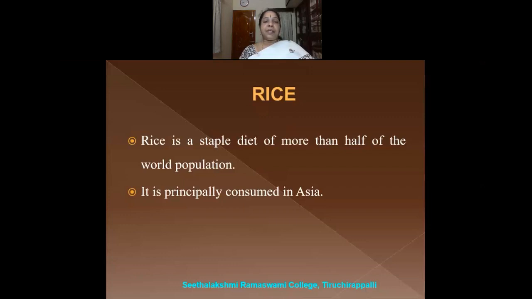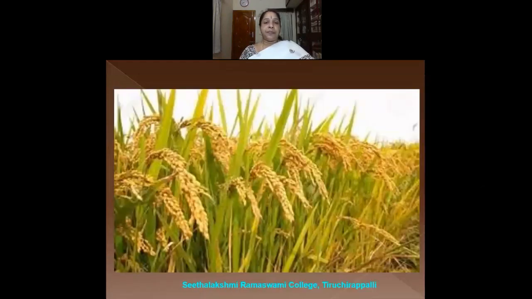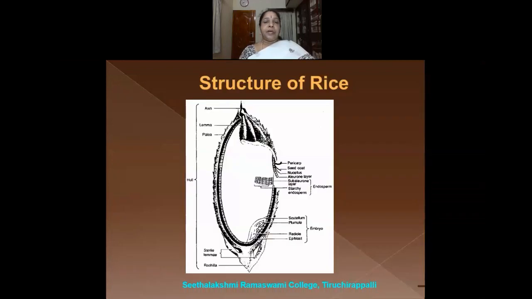Rice is a staple diet of more than half of the world's population, and it is principally consumed to a greater extent in the Asian countries. This is the image of the rice crop grown in the field. You can see the structure of the rice.